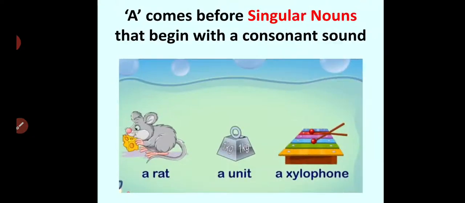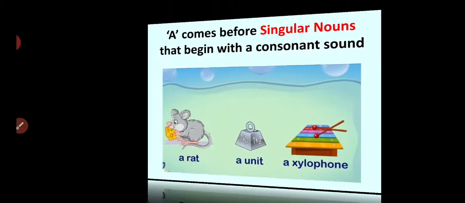So let us look into the rules for understanding the usage of articles. A is the article that comes before singular nouns. So A comes before singular nouns that begin with a consonant sound. You can see examples here: a rat, a unit, a xylophone. There are other examples also: a book, a box, a lion, a tree. So article A comes before only singular nouns. You have to remember this very carefully.